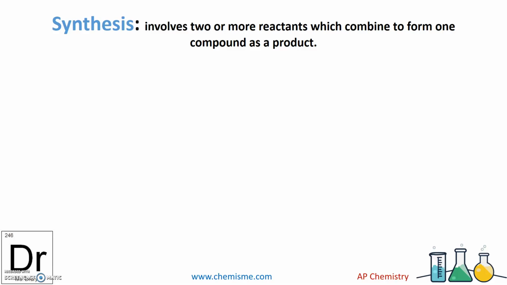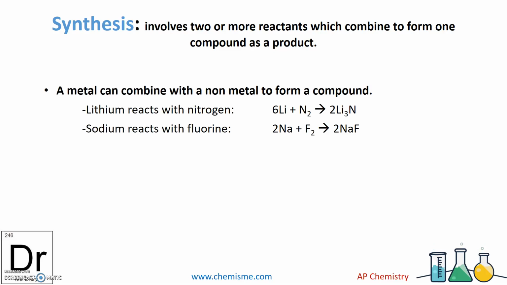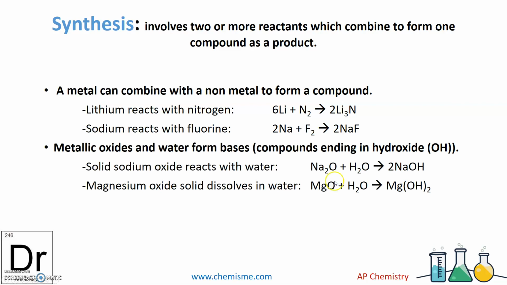So synthesis involves 2 or more reactants that combine to form one product. One example could be a metal reacts with a nonmetal. You can see these are synthesis because the metal is lithium or sodium, and the nonmetals are nitrogen or fluorine. But there are other ways. The metal can combine with the nonmetal, but also metallic oxides can form with water bases because they're both technically oxides.